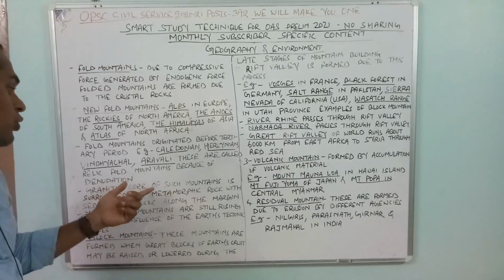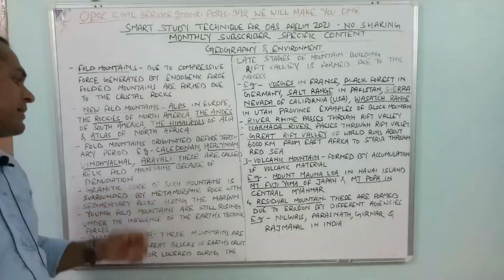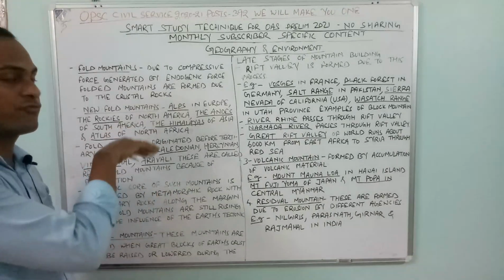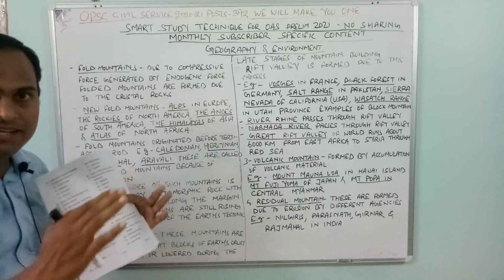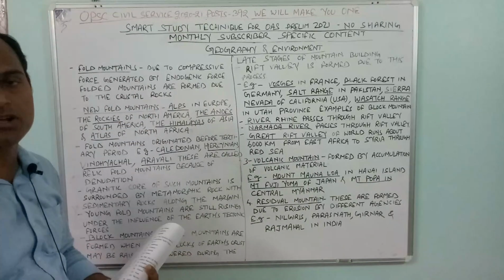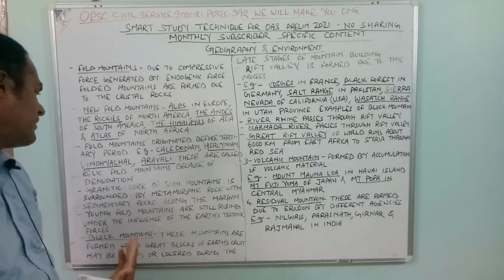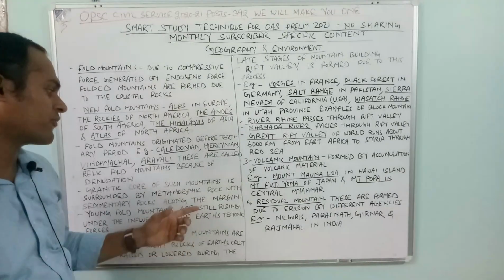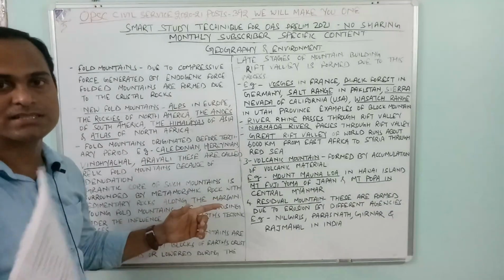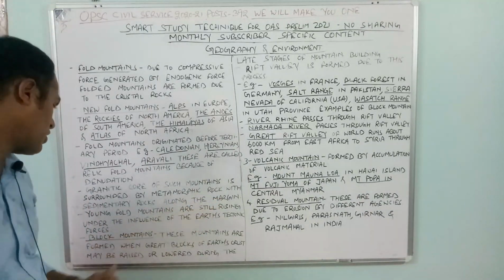The granitic core of such mountains is surrounded by metamorphic rock. In these fold mountains, there is a granitic core, and after that, along the margins, there will be metamorphic rock.